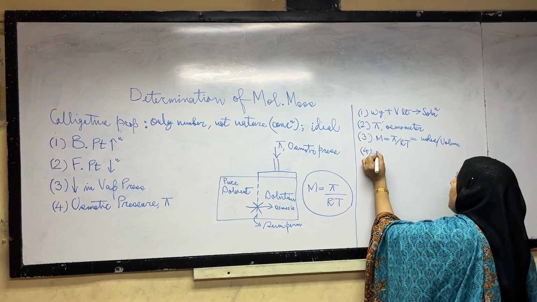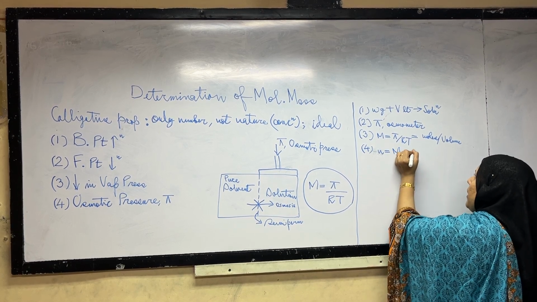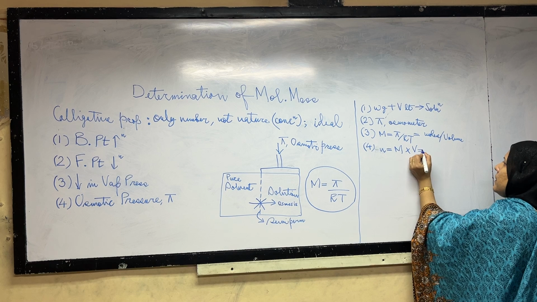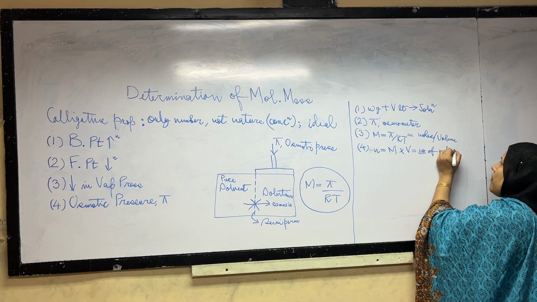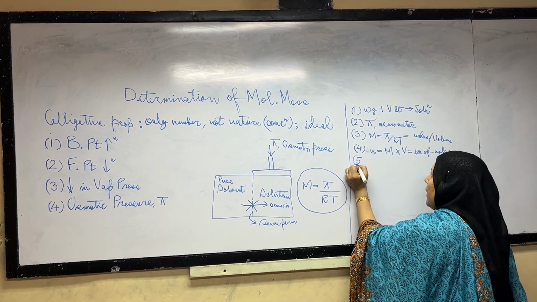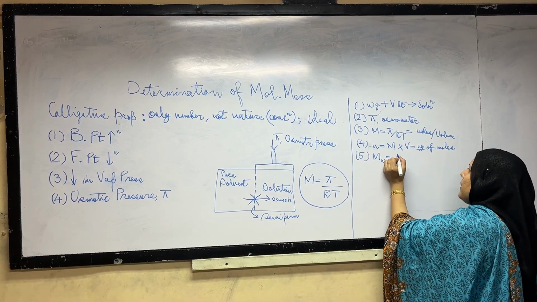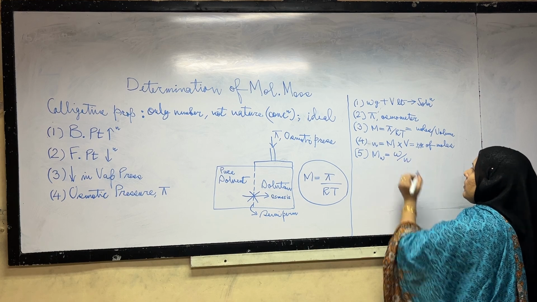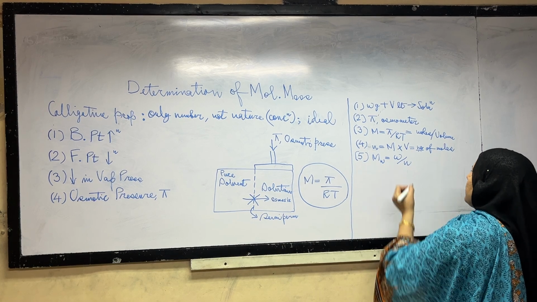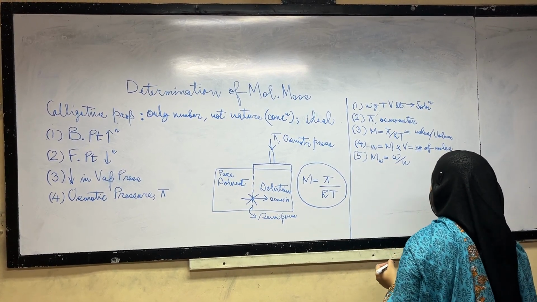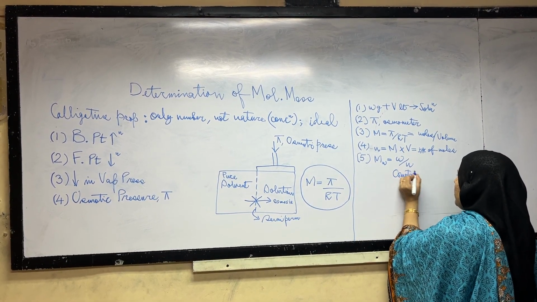The next step, find out number of moles N by multiplying molar concentration capital M by the volume V. This is number of moles. And finally, find out molecular weight MW by dividing the weight of solute taken by number of moles. So this is the way to find out in a simple way the molecular weight of a solute using osmotic pressure measurements.